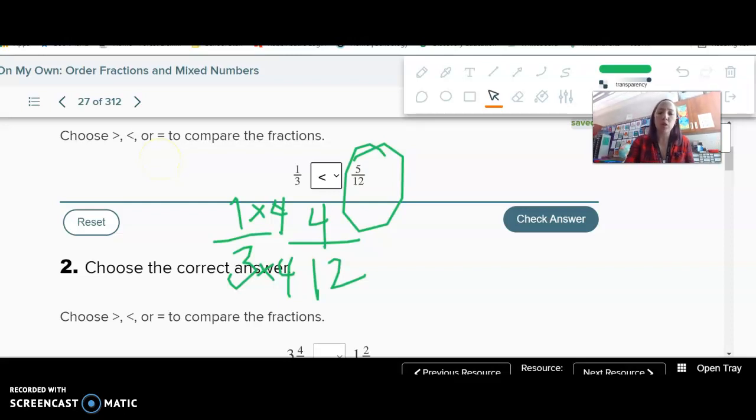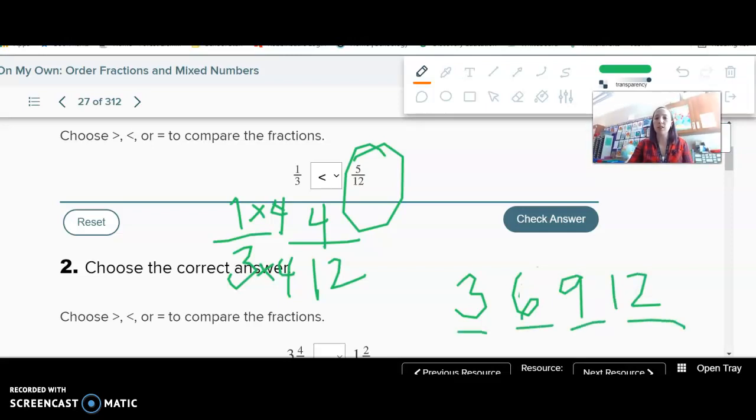If you're not sure what to multiply by, if you write out 3, 6, 9, 12, if you write out the multiples and say, oh, it's the 4th one, that means I need to multiply by 4.